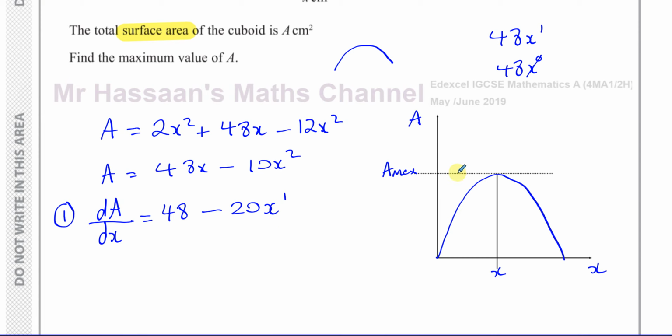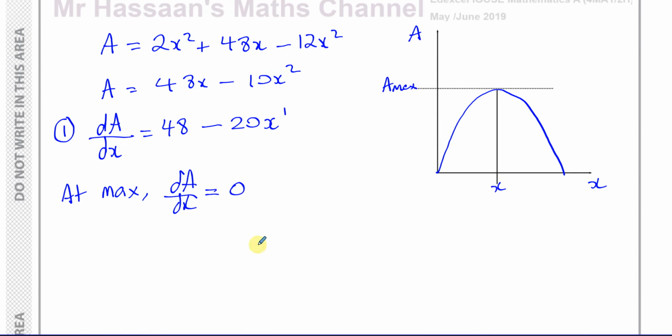Now we know that dA/dx is the gradient. So at the maximum point, dA/dx is going to be equal to 0. So if we take this expression, 48 minus 20x, and equate it to 0, we'll find the x value at this point where the area is at its maximum.